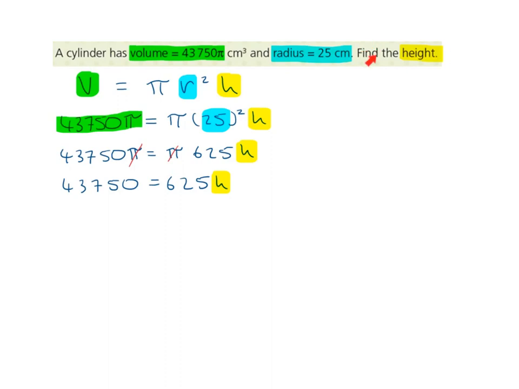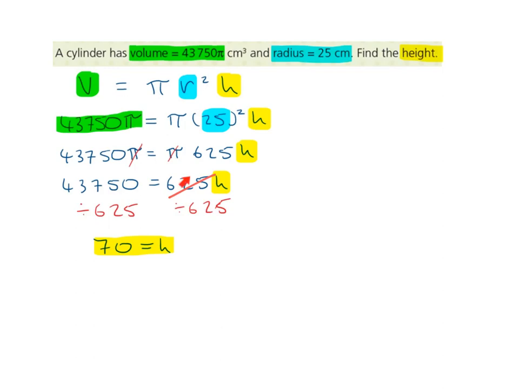So we want to find the height. We have an equation here. We want to solve for h, get h on its own. So we're going to divide both sides by whatever is stuck onto the h. We divide both sides by 625. And 43,750 divided by 625 is 70. And 625 divided by 625 will cancel, or technically you get 1.